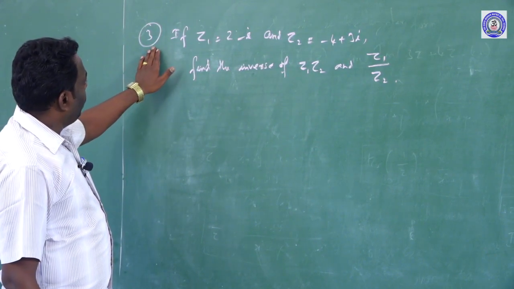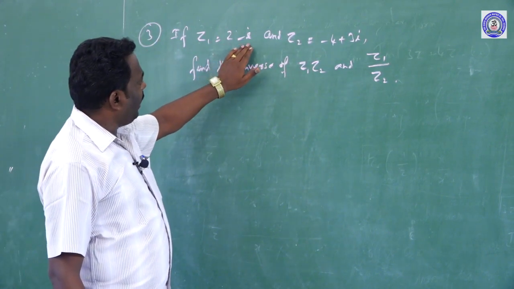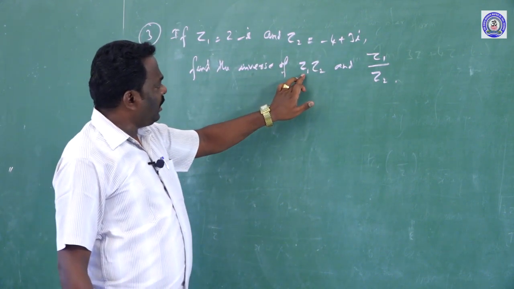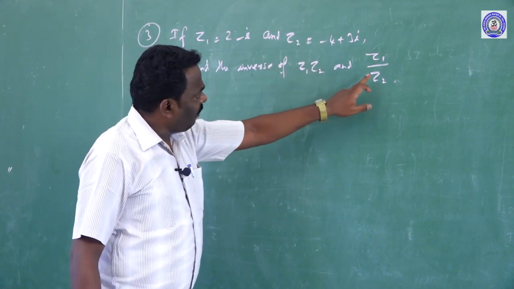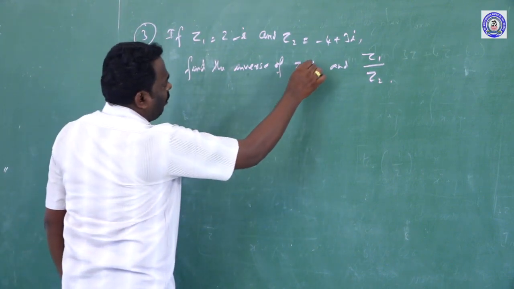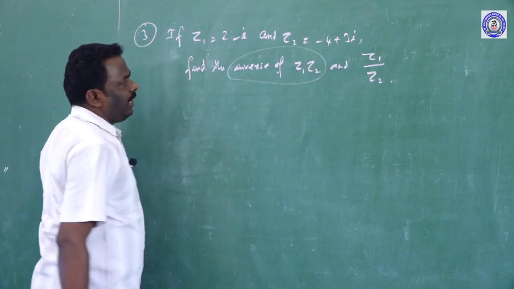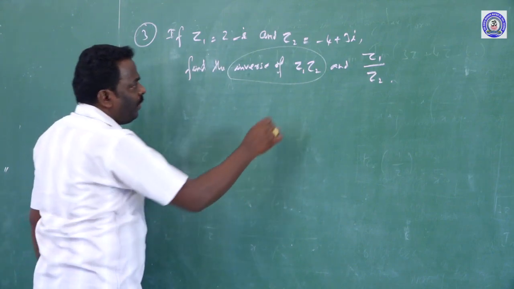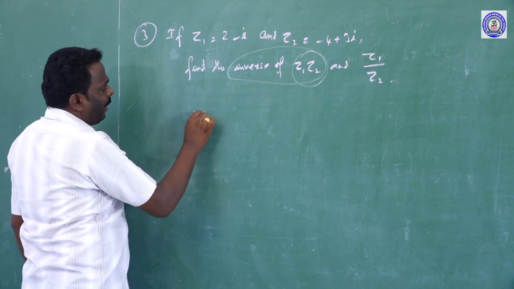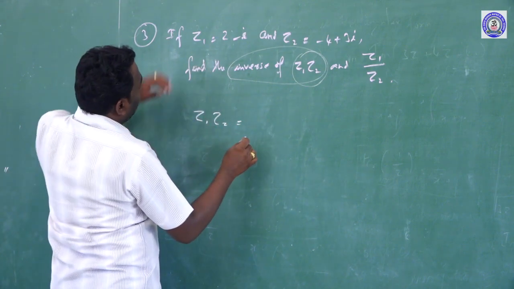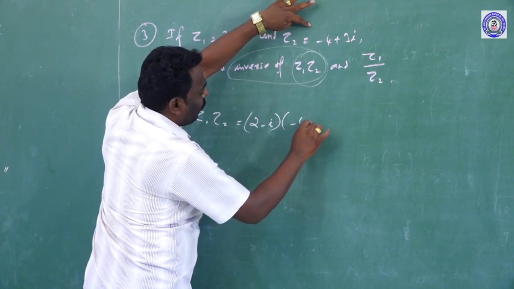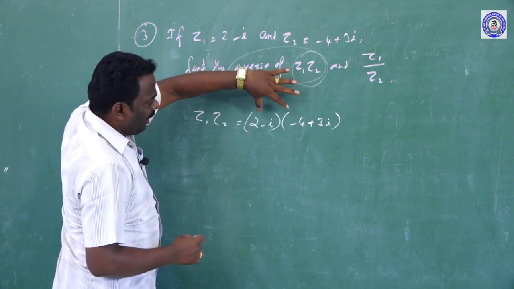Question number 3. If z1 equals 2 minus i and z2 equals minus 4 plus 3i, find the inverse of z1 into z2 and the inverse of z1 by z2. First we have to find the inverse of z1 into z2. First we want to find the complex number z1 z2. Just multiply: z1 equals 2 minus i, z2 equals minus 4 plus 3i. Just do ordinary multiplication.